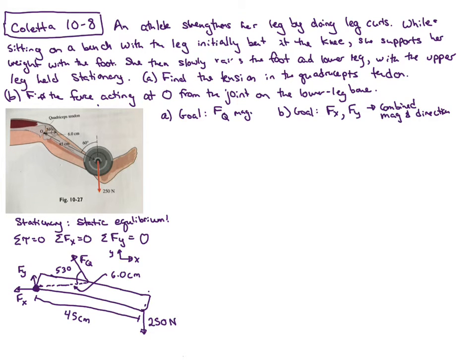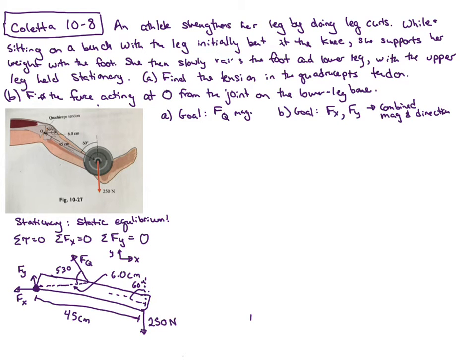And then this other force is the force up here of the quadricep acting at a 53 degree angle above the horizontal, and we also know that it's acting 6 centimeters away from O. Oh, and I forgot to put one thing in my drawing, which is that we know this angle is 60 degrees here. Okay, so where do we go from here?